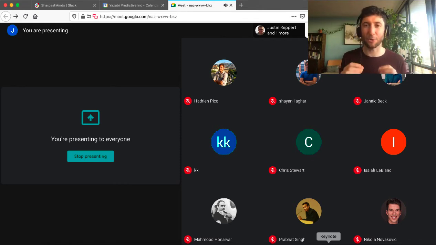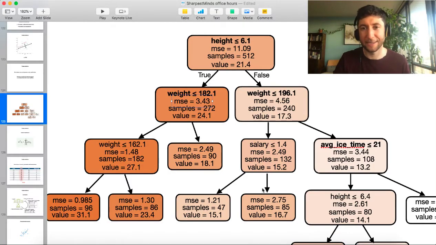So I guess the question is, what does the word information mean in this context? In this context, information refers to the purity, basically, of these buckets. So very, very pure buckets. The way you could say this in colloquial language is, if I'm in a bucket with a very, very low MSE, then the average value of the samples in that bucket tells me a lot of information about the true value of each individual sample in this bucket.